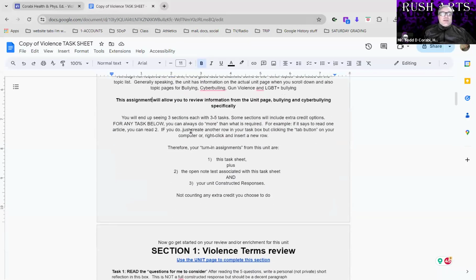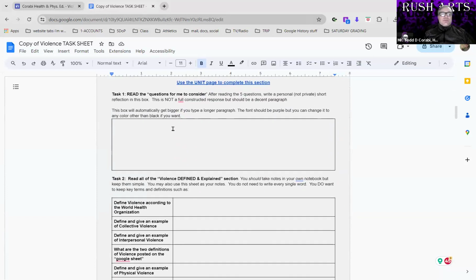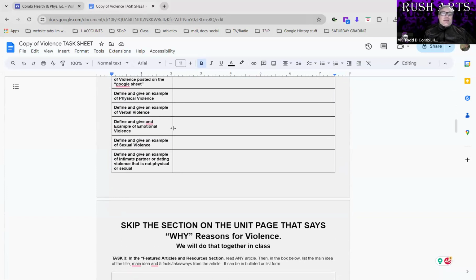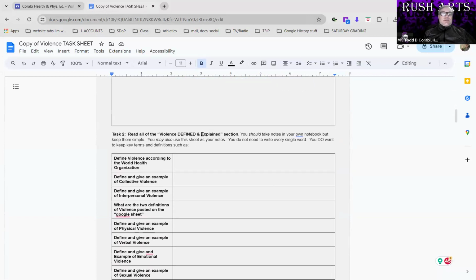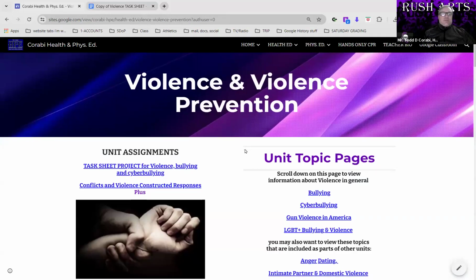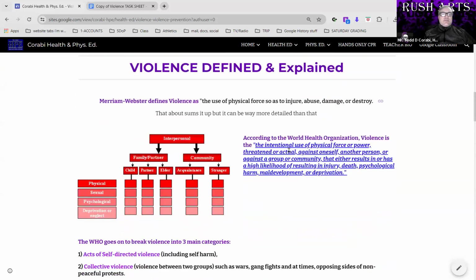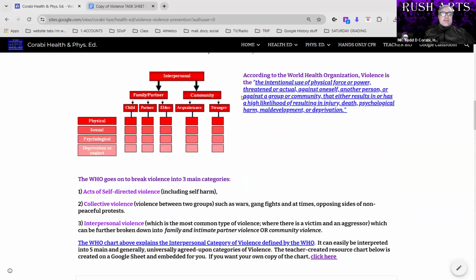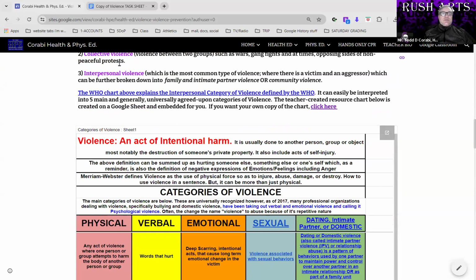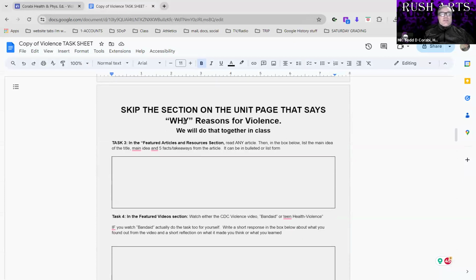If you go down and look at the review sheet, there are different sections. Section 1 is about violence terms, and it talks to you about the terms associated with violence, which are on the top of the page. So what you're looking at is this section about violence, questions for me to consider, violence defined and explained, at the top of this Google sheet that's embedded into the website. Then it tells you to skip the section that says why, because we are going to do that in small groups in class.